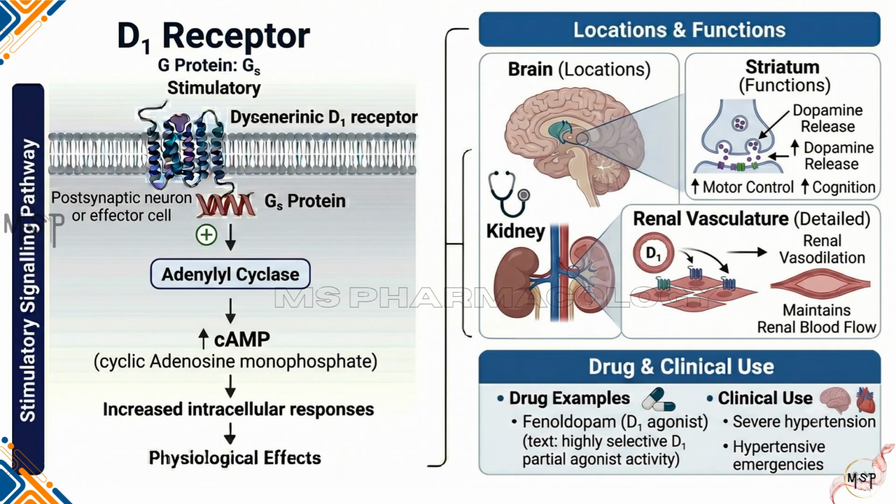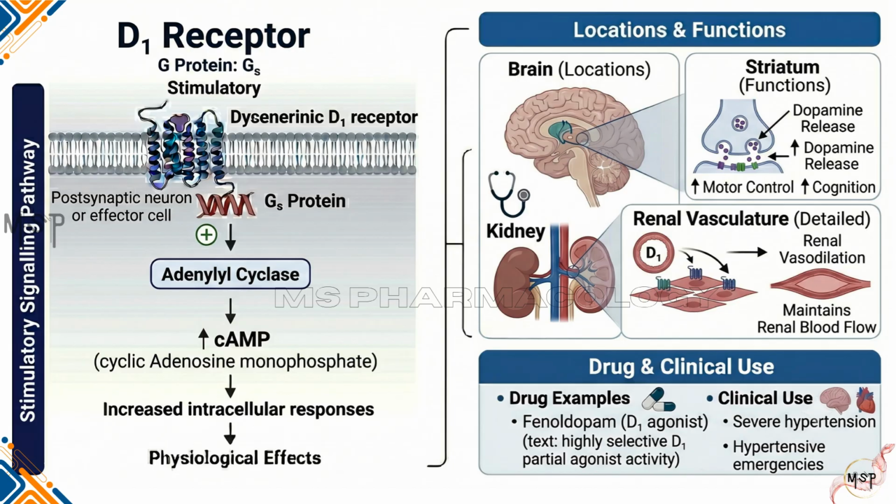D1 receptors are coupled to Gs proteins and are found in the kidney, vascular smooth muscle, and several regions of the brain. Activation of these receptors stimulates adenylyl cyclase and increases cyclic AMP levels. One of their most important physiological actions is renal vasodilation, which helps maintain renal blood flow. In the central nervous system, D1 receptors also contribute to motor control and cognitive functions.